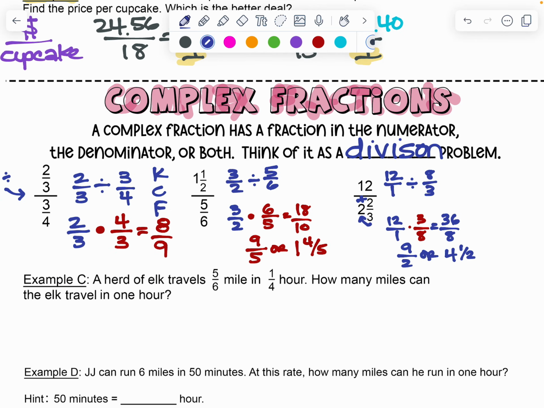How are we doing? Look at that, complex fractions. You guys just rocked that. Those are tough. Good job.